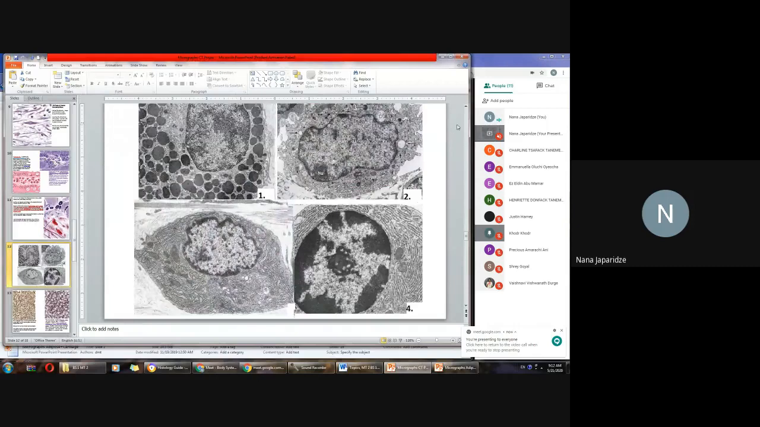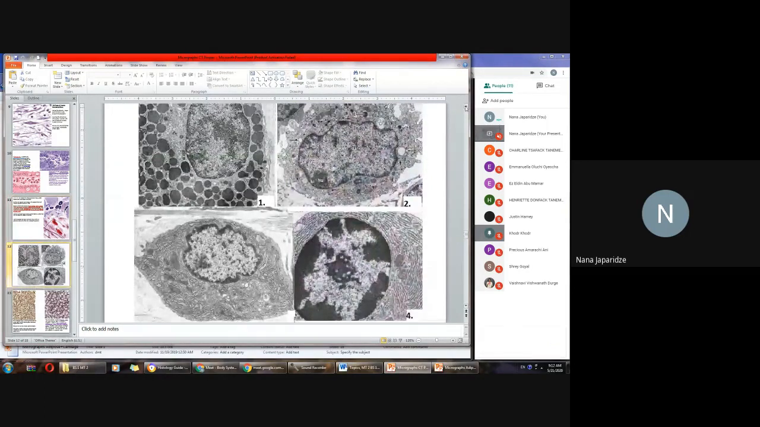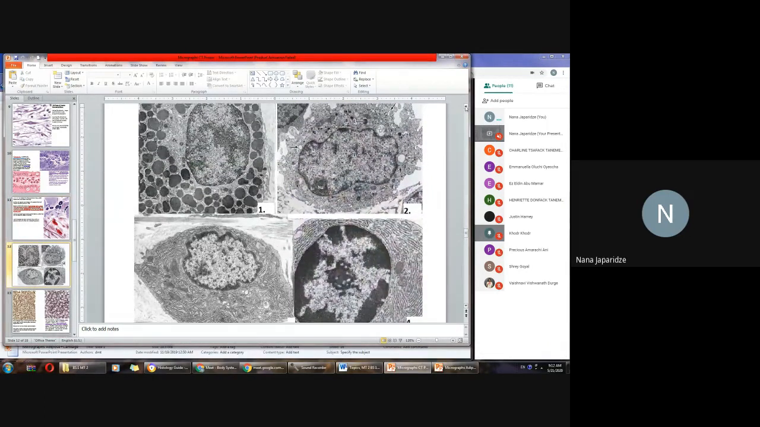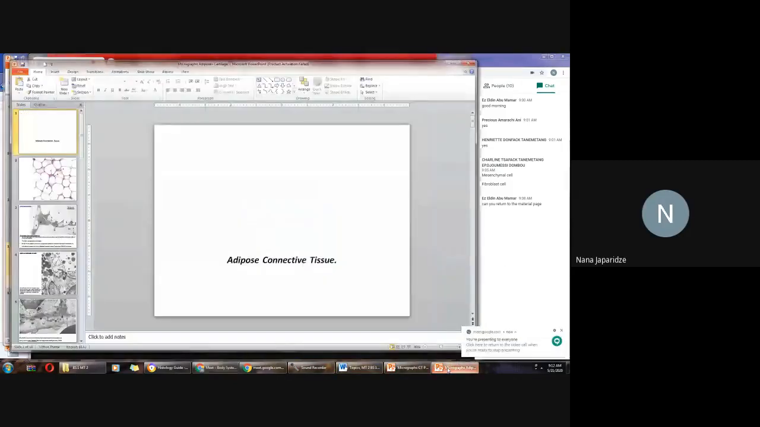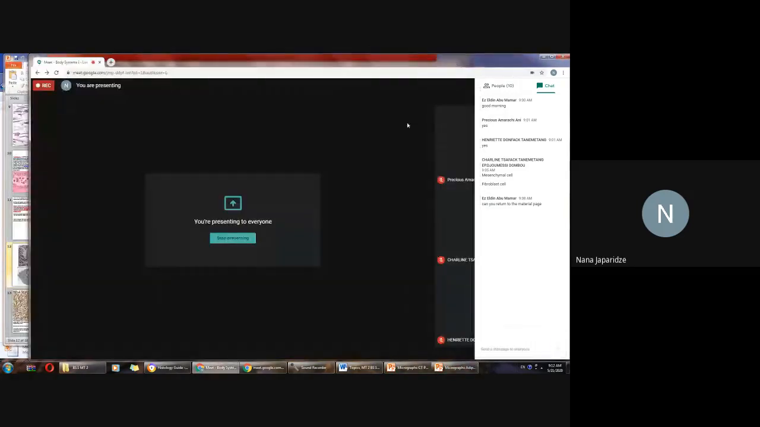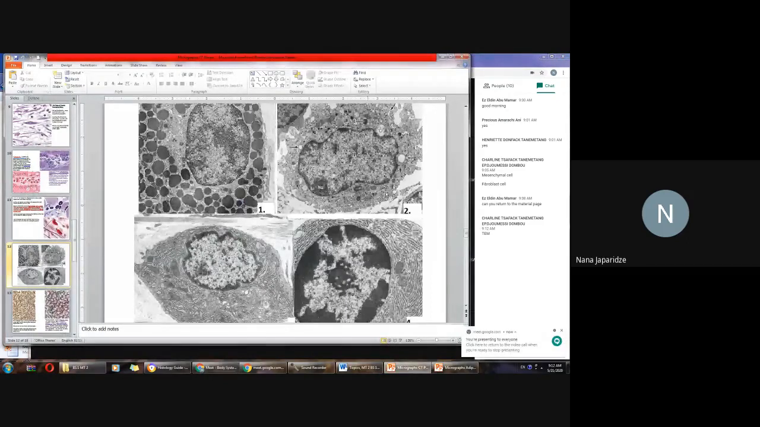What type of micrographs are these? Micrographs, look. What type of micrographs? The electron micrograph. Yes, exactly. So if they are electron micrographs, or TEM micrographs, or EM micrographs, electron microscopic micrographs. So what you see here, what types of cells can you identify here?